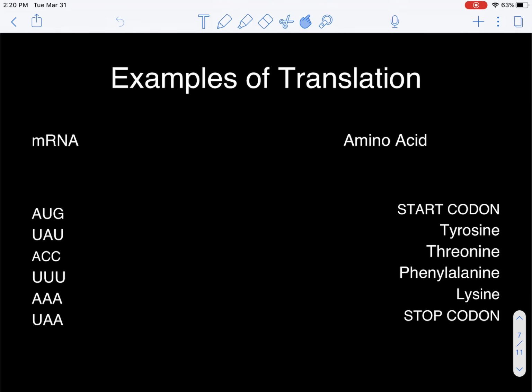So an example of translation. These are examples of RNA strands. AUG, like I said before, is going to be your start codon. The next codon is going to code for tryptophan. A lot of these amino acids always end in I and E. That's how you know it's an amino acid.